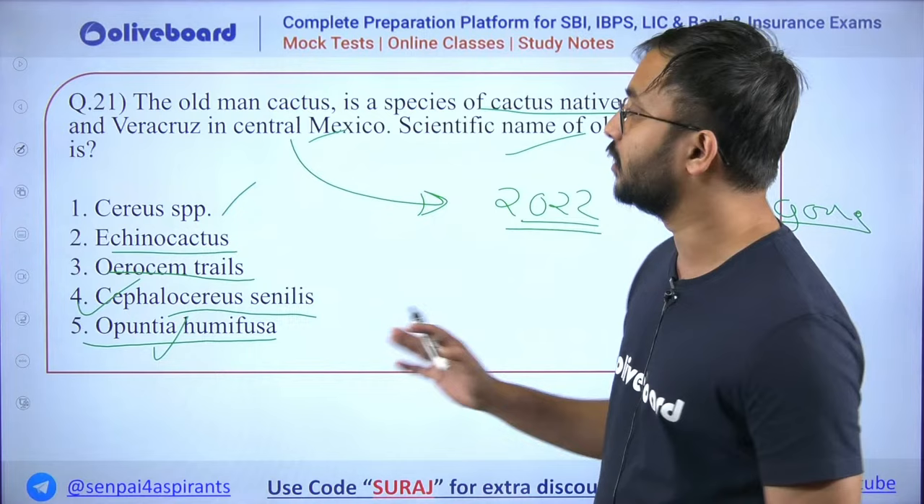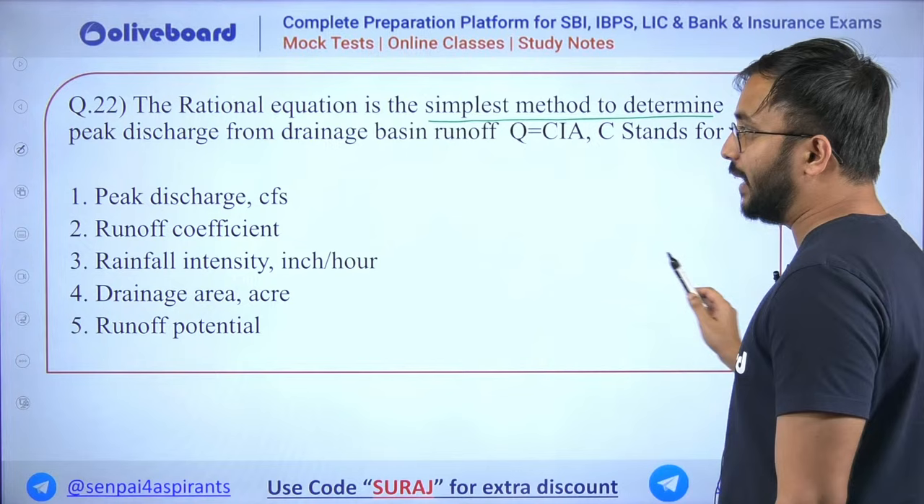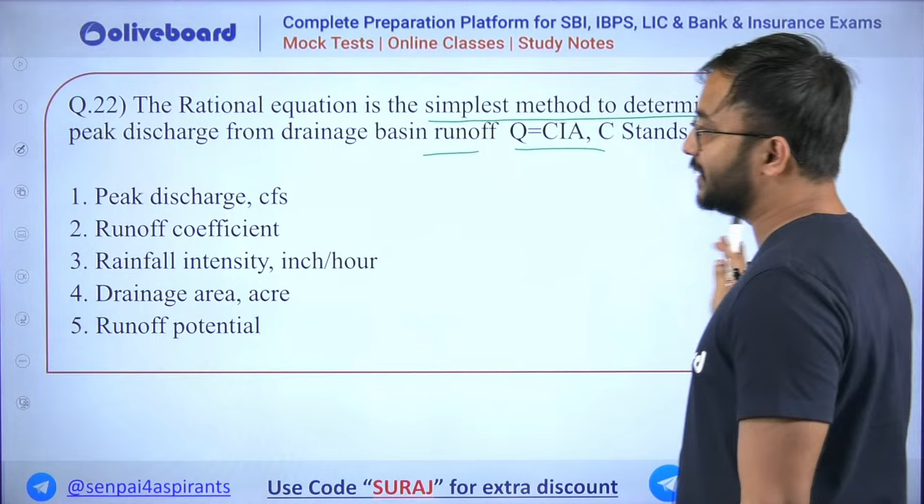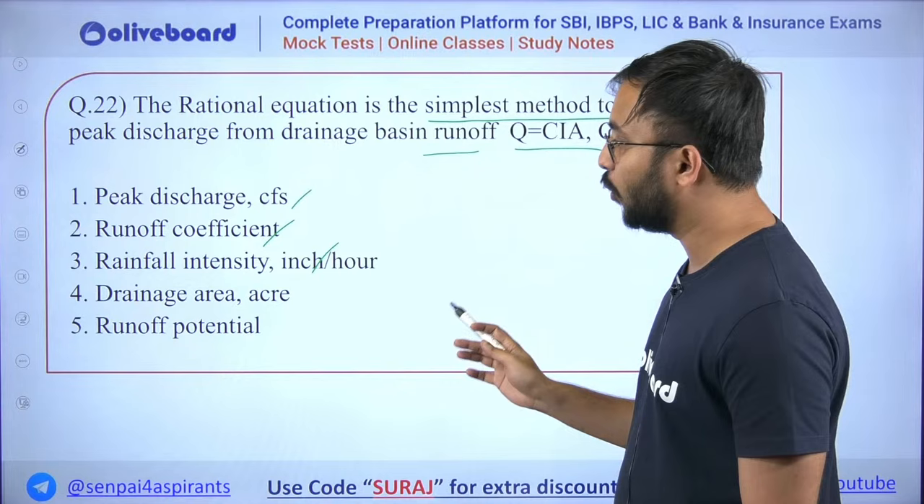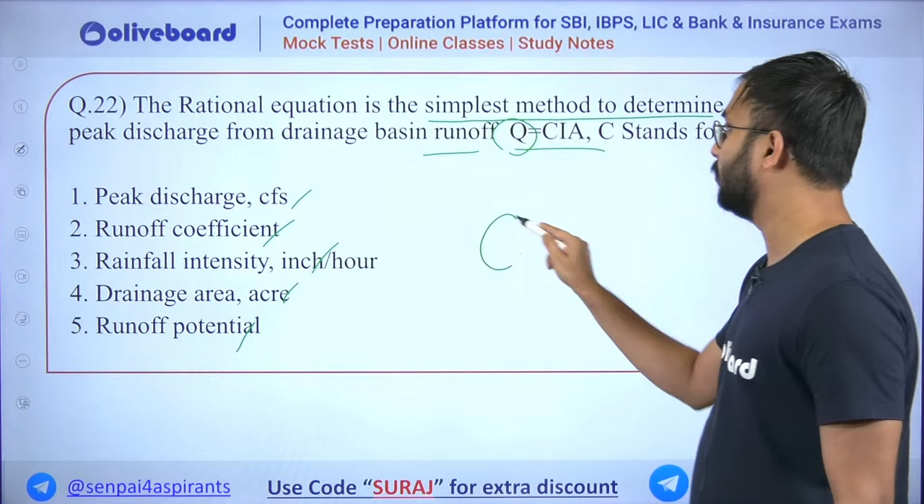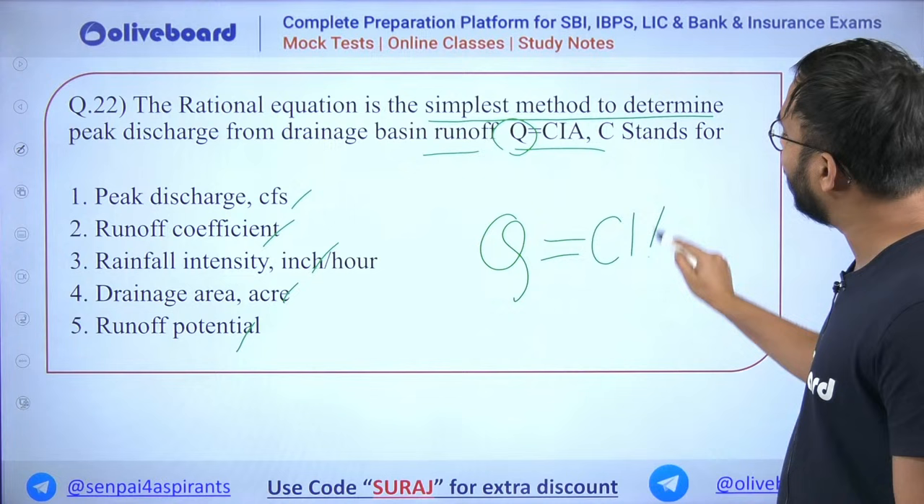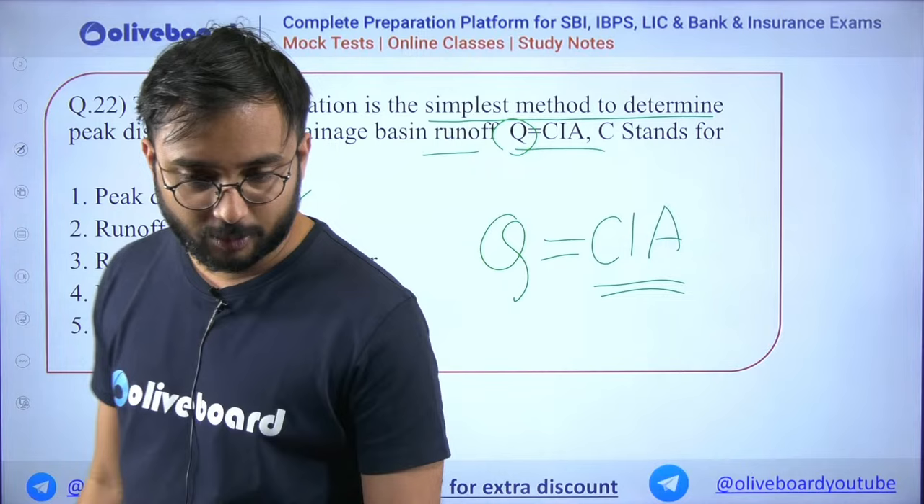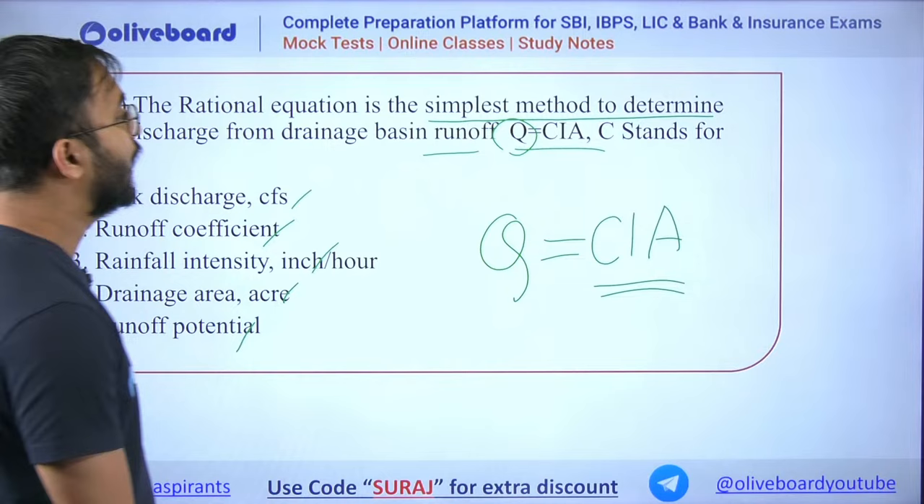The rational equation, the simplest method to determine the peak discharge from the drainage basin runoff, is Q equal to CIA. The C stands for what? Peak discharge, runoff coefficient, rain intensity in inch per hour, drainage area in acre, or runoff potential. Now this Q is of course your runoff flow, the quantitative flow, and CIA is the formula. What could be the answer here? Most of the people are saying 2, runoff coefficient, and yes, that's the correct answer. C is your runoff coefficient.